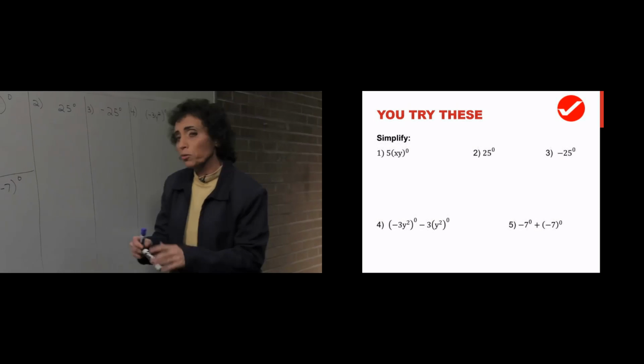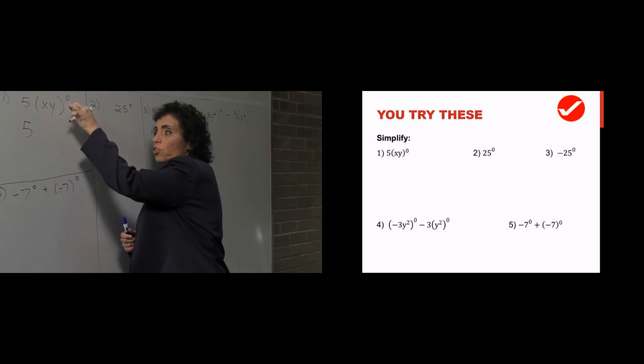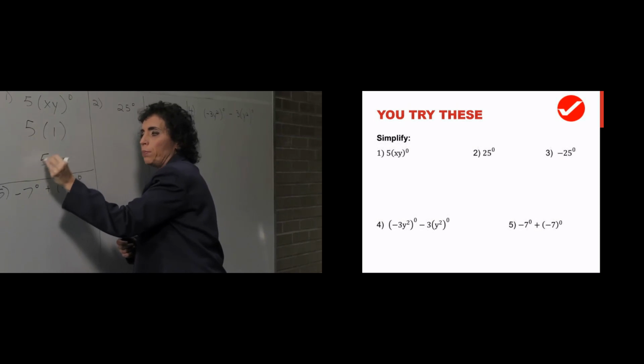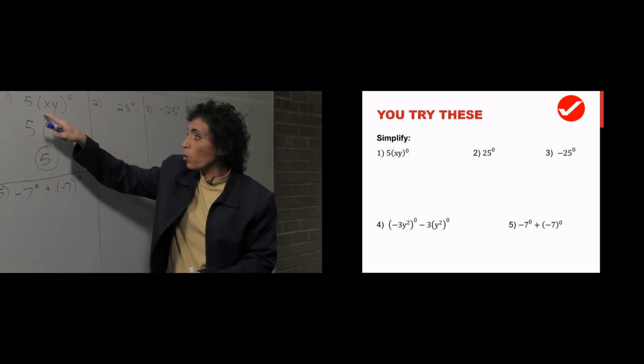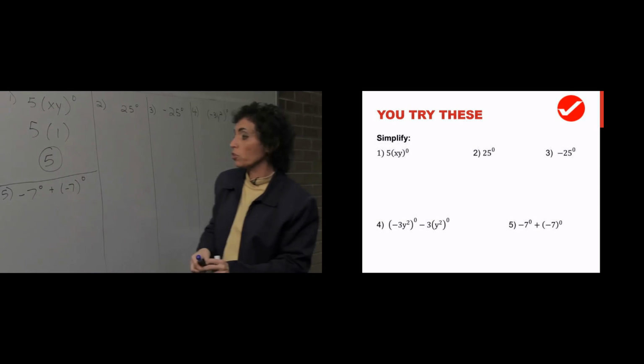Okay, let's take a look. Some of them may be a little tricky. All right, this is 5 times xy to the 0 power. So this whole thing is raised to the 0 power. This whole thing is 1. So that makes this answer 5, because the 5 is not being raised to the 0 power, only this is. That's a cool problem. Just make sure you understand what's being raised to the 0 power.